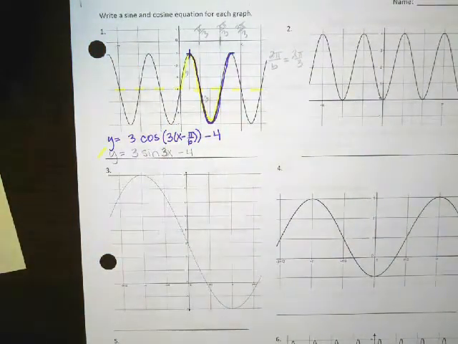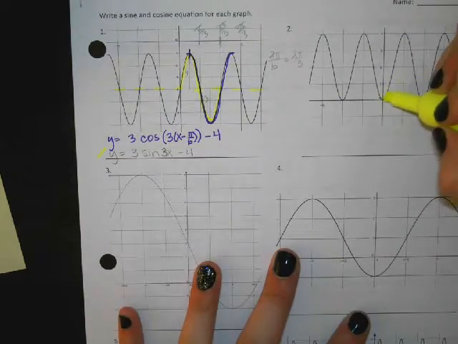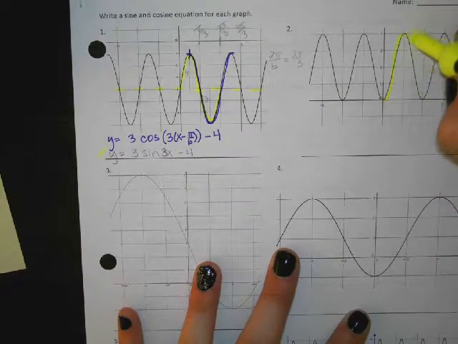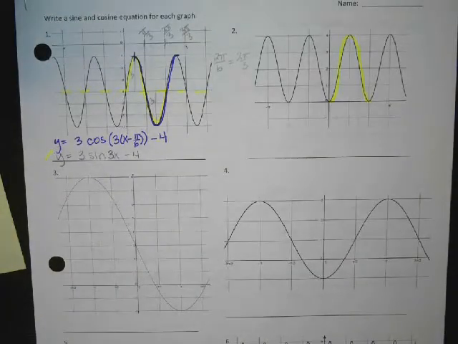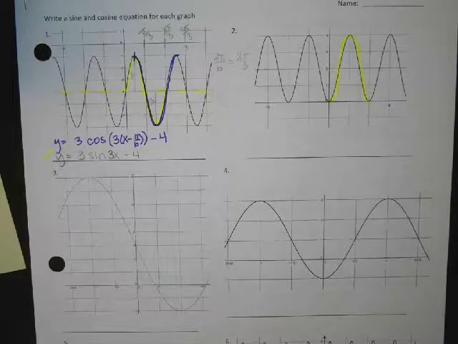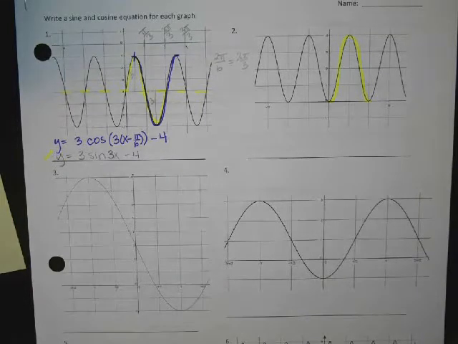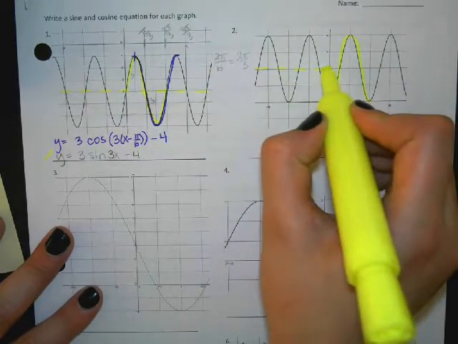So I'm going to start at the y-axis, and I'm going to highlight one full cycle. So I start at the bottom, it goes up, it comes back down again. That is one full cycle. And this is a cosine. I'm going to put a dotted line at the middle because that's going to help me figure out where my midline is, but it also helps me figure out my amplitude.